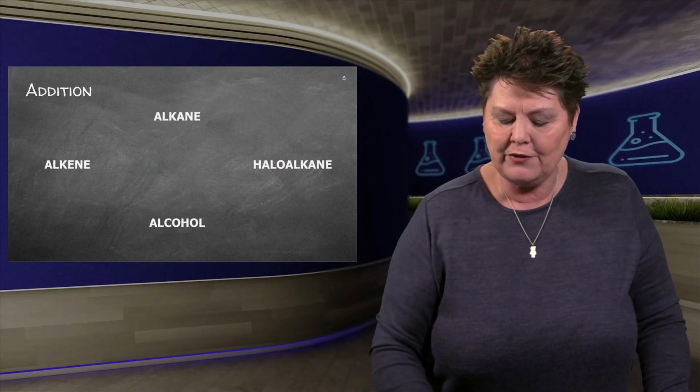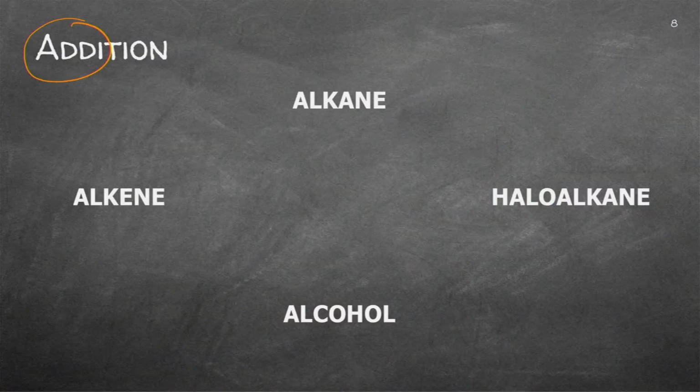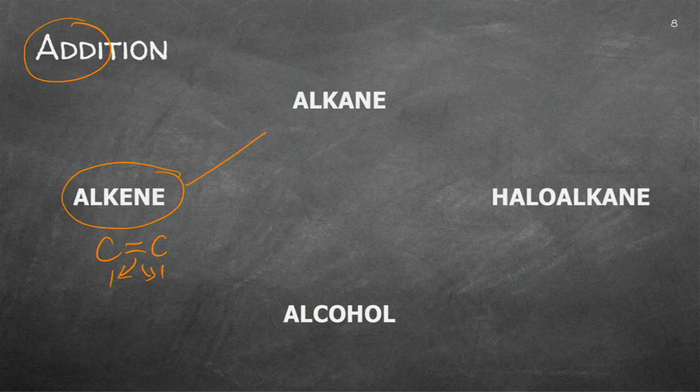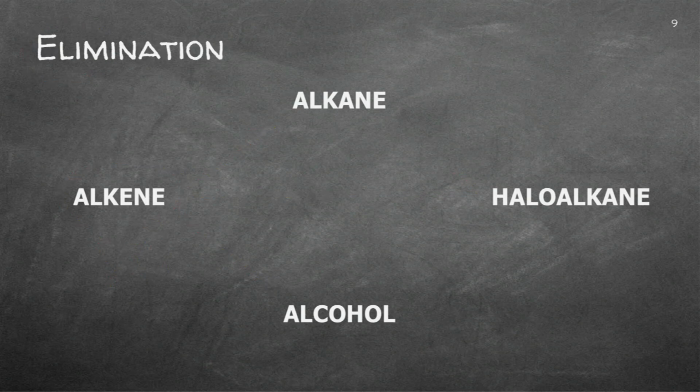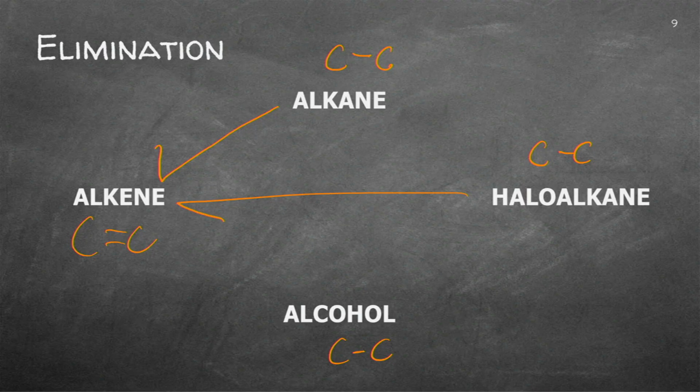I'm quickly going to revise. Addition, I'm adding to the double bond. That breaks, remember? And I'm going that way, and that way. Then elimination, I'm going from a single bond and I'm going to form a double bond. So now I'm eliminating, I'm going back.